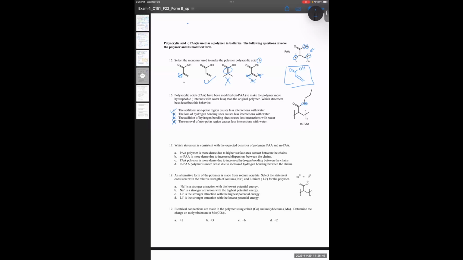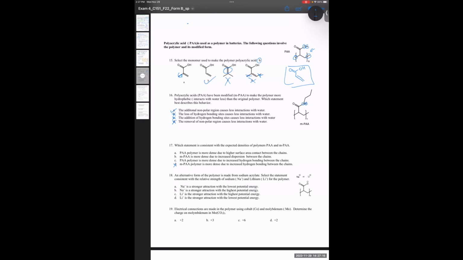Option C, PAA polymer is more dense due to increased hydrogen bonding between the chains. Increased or more hydrogen bonding sites. Increased hydrogen bonding between the chains. MPAA polymer is more dense due to increased hydrogen bonding between the chains. All right, so definitely this is incorrect.